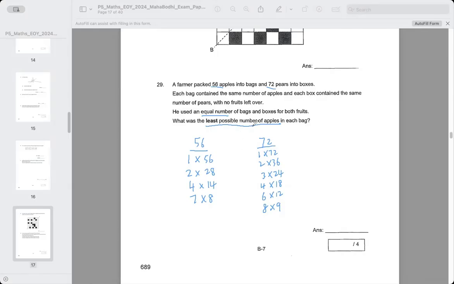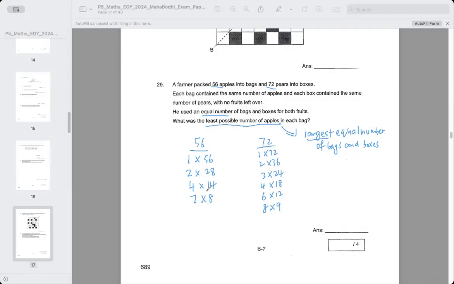So in order to have the least possible number of apples in each bag, we have to find the largest equal number of bags and boxes. Because if you want to find the smallest possible number of apples in one bag, the number of bags and boxes must be the largest. And they have to be equal, which is actually the common factor. You are to find the largest common factor between 56 and 72.